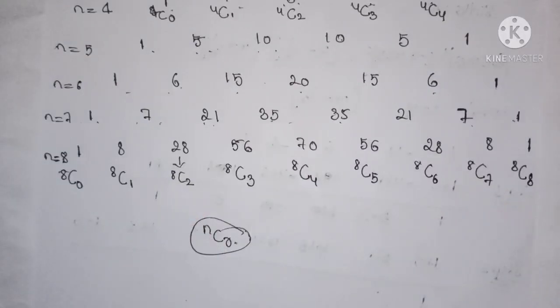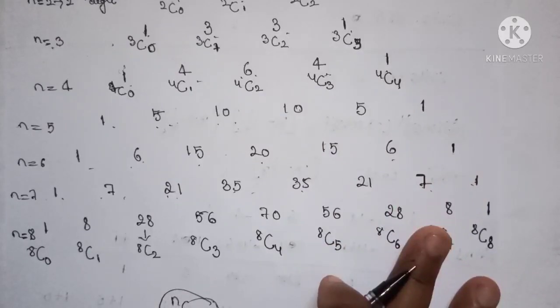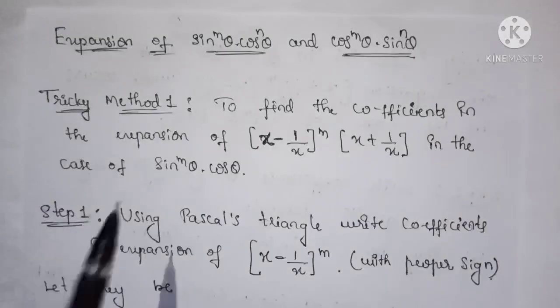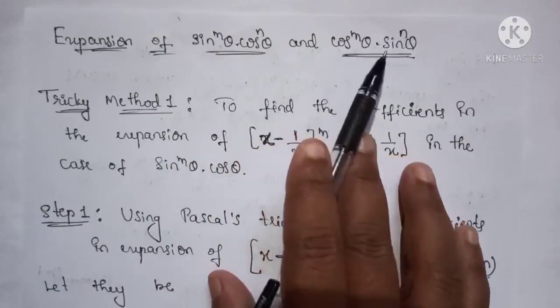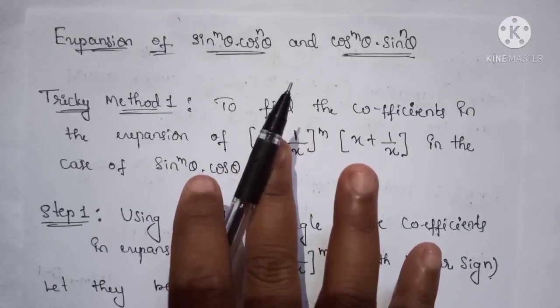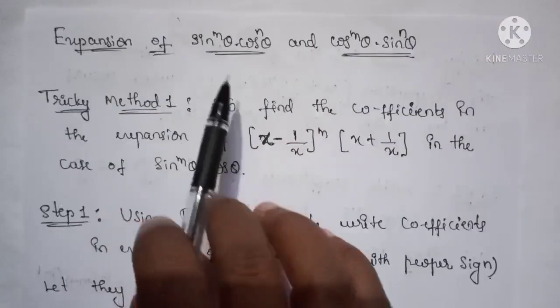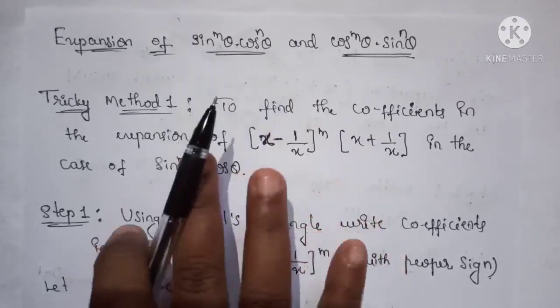Okay, so now we use this Pascal triangle to get the expansion of sin power m theta and cos power n theta, and cos power m theta into sin power n theta. We use two tricks. First trick, method 1: if the question is of the form sin power m theta into cos power n theta, then we use this trick.